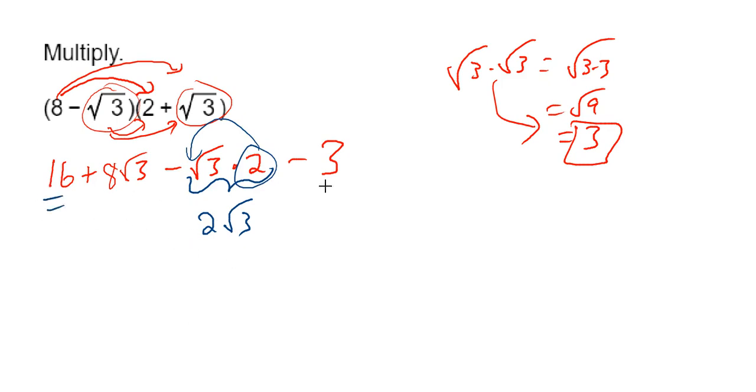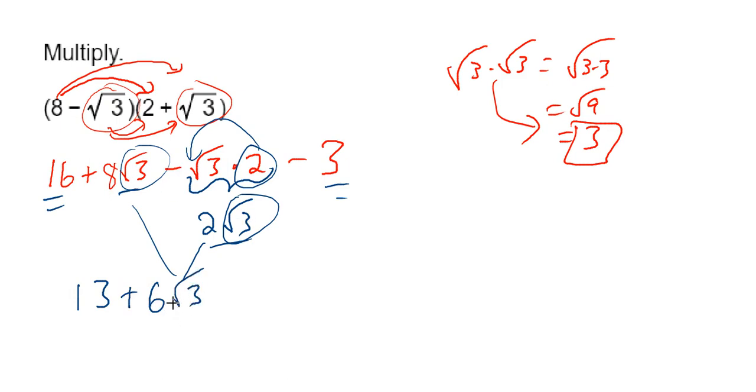So 16 minus 3, those are like terms. Combine those together, you get 13, right? 16 minus 3 is 13. And the middle terms here are like terms. We have 8 square root of 3 minus 2 square root of 3. So they have the same radical, which means they're like terms. 8 minus 2 is going to give me positive 6. And then the square root of 3 just gets copied down, right? The square root part doesn't change. The radical part doesn't change when you're combining like terms.